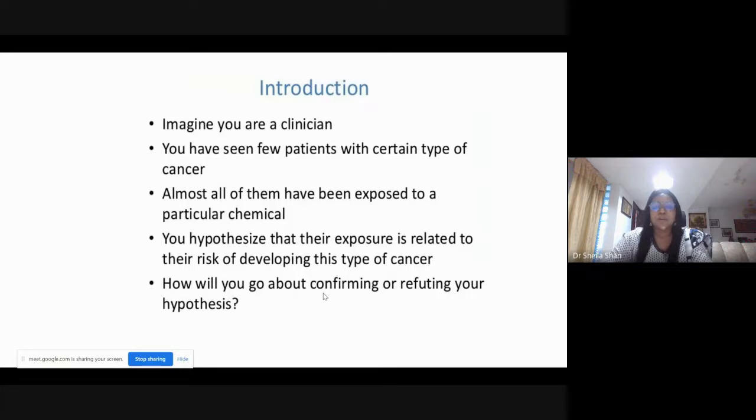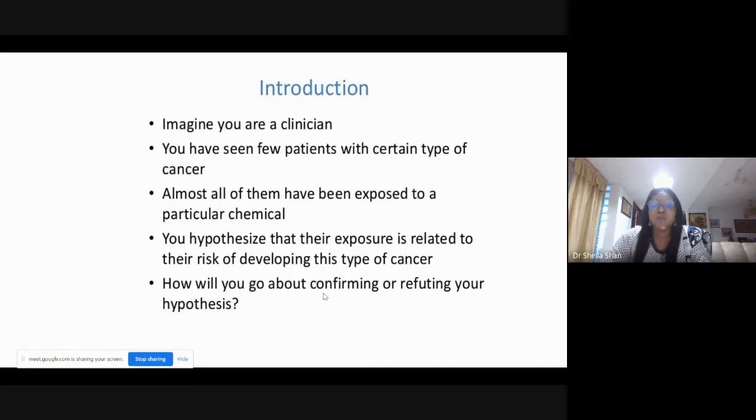So case control: you have seen a few patients with a certain type of cancer. Imagine you are a clinician, and almost all of them are exposed to a particular chemical. So your hypothesis is that their exposure is related to the risk of developing this type of cancer. So for example, a certain medicine will develop rashes among your patients. It cannot be that your medication gives you cancer. This one you are doing a study on rashes. More people are allergic to this kind of antibiotic, for example.